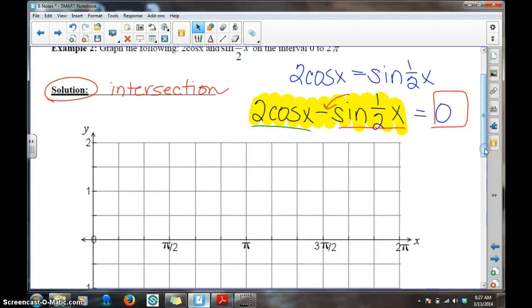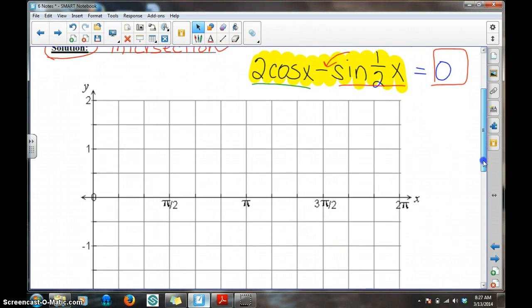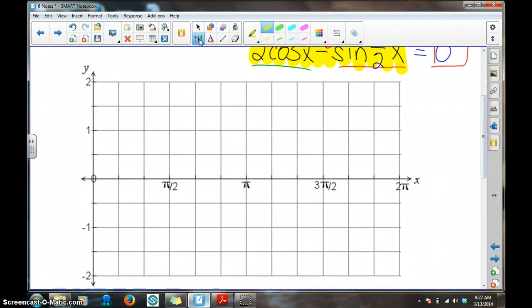Now, the first thing that you're going to do is take these two graphs and graph them. You're going to use the AFP method. Because I want to save time, I'm just going to throw the graphs up on paper because I can. And I know that the 2 cos x graph is going to be your basic cos x graph, but with an amplitude of 2. So it's going to start high, go to 0, then go low, back to 0, and back high. So this is my 2 cos x graph.